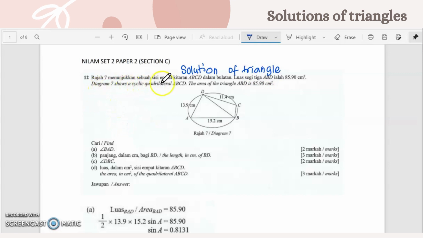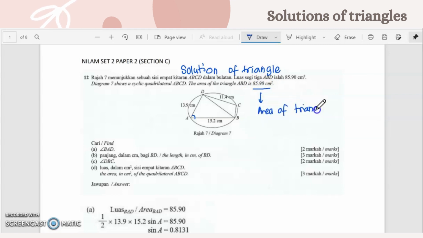Diagram 7 shows a cyclic quadrilateral ABCD and the area of triangle ABD is 85.9. Now we want to find the angle BAD. As we can see, the given area of triangle ABD that has the angle BAD is 85.9, so we can extract this value from the formula of area of triangle.